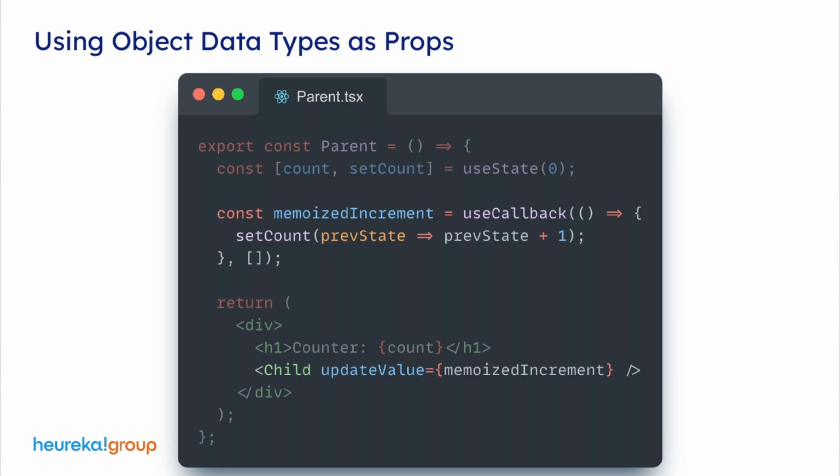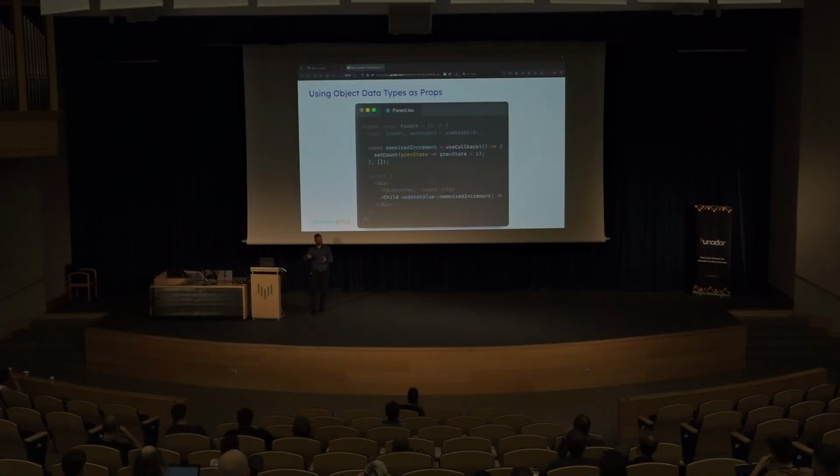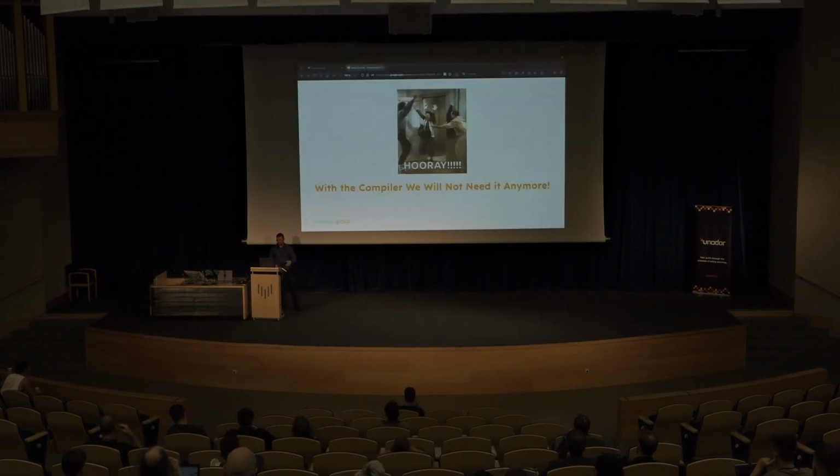And it is a parent component in that case, and usually we have to memoize this function for updating state with the useCallback hook, to ensure that the child component won't be rendered again if it's not needed. Again, comparing the references. So I'm speaking about that because with the compiler, we will not need it anymore in the future. So it's great news.